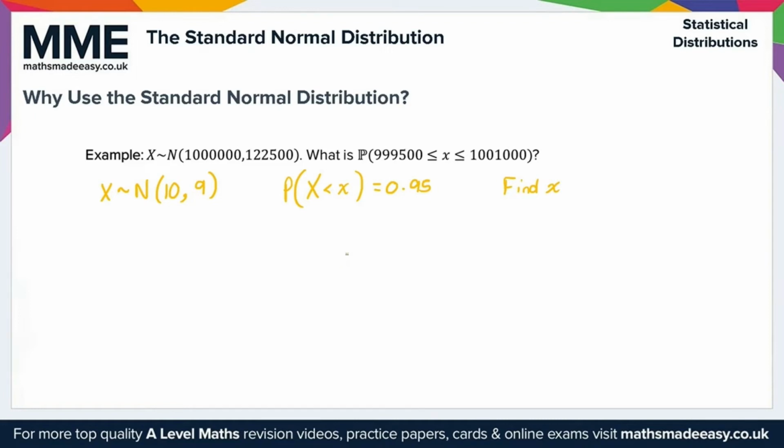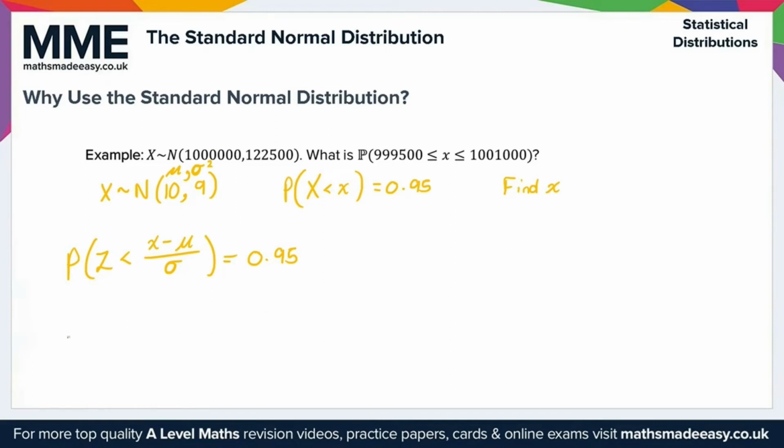Well, we just consider our definition then for the probability. So we write this as the probability that z is less than x minus mu over sigma. And we know this is equal to 0.95, like we stated here. And remember, we know the value of mu. This is mu here, and this is the variance, so that's sigma squared. So remember, we need to square root here for our denominator.